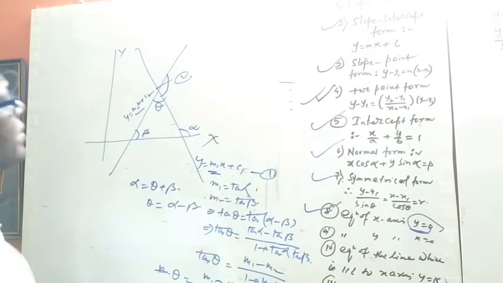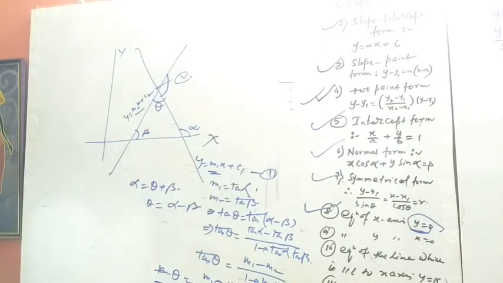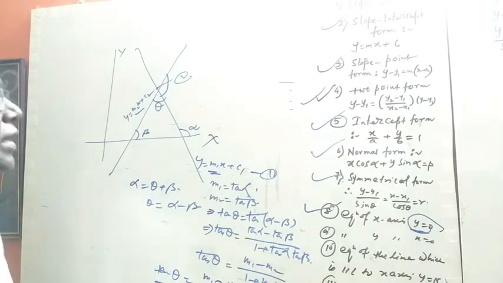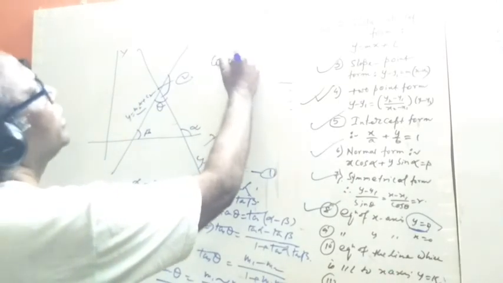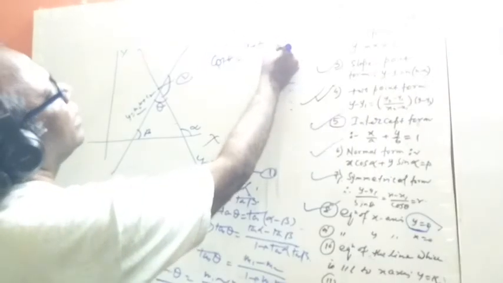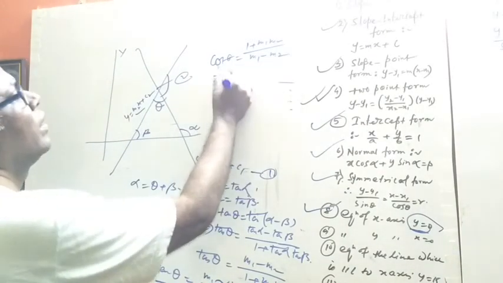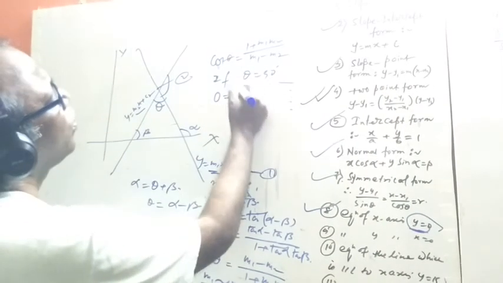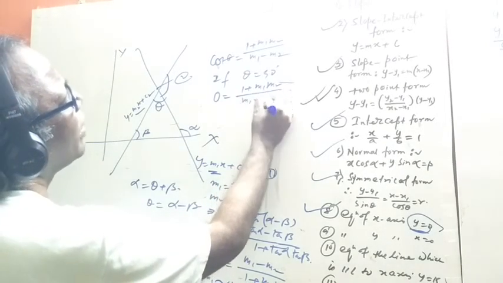If these two lines make an angle of 90 degrees to each other, you know tan 90 is infinity, so we cannot express tan 90. So you can write cot theta instead, which would be the reciprocal. Okay, if theta is 90 degrees, cot theta is 0. So (1 plus m1 m2) by (1 minus m1 m2) equals 0.